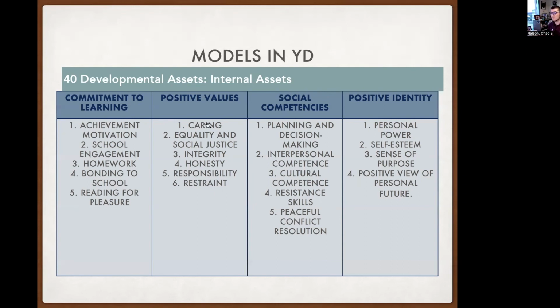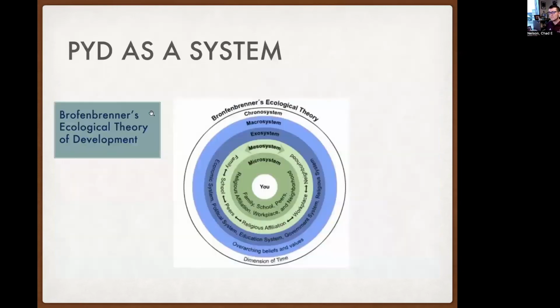I know for myself, we want our young people to leave with a caring aspect towards others and to themselves. We want them to have some self-discipline. We want them to be able to engage and bond with other people. These are skills that we implement into our program. And so this is, again, a nice model to lay out how we are implementing this into the program that we're functioning. This is Bronfenbrenner's ecological theory of development.